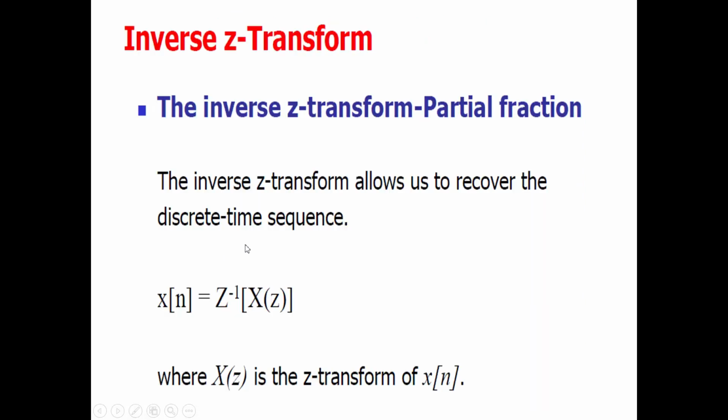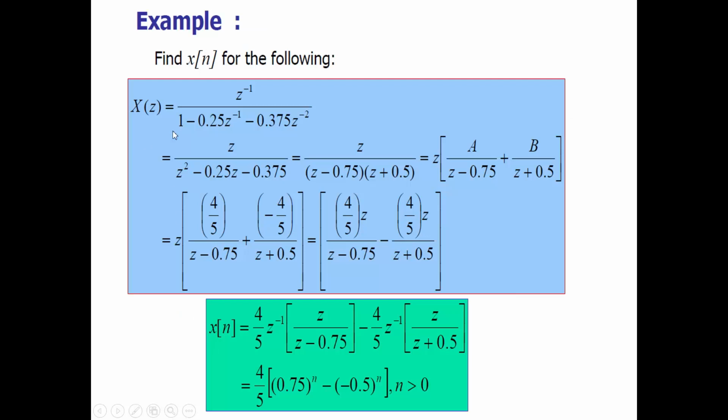Now we know that we can recover this discrete sequence back if we take the inverse z transform of X(z). So we will get the x[n] sequence back. Now let us take one example in which X(z) is equal to z to the power minus 1 divided by 1 minus 0.25 z to the power minus 1 minus 0.375 z to the power minus 2. So what we do is we multiply the numerator and denominator by z squared, right? So z to the power minus 1 will become z.